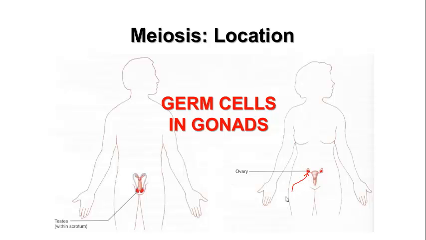So here we have our ovaries. Within the ovaries, we have our germ cells, which are called primary oocytes. In the testes, the germ cells are called primary spermatocytes.